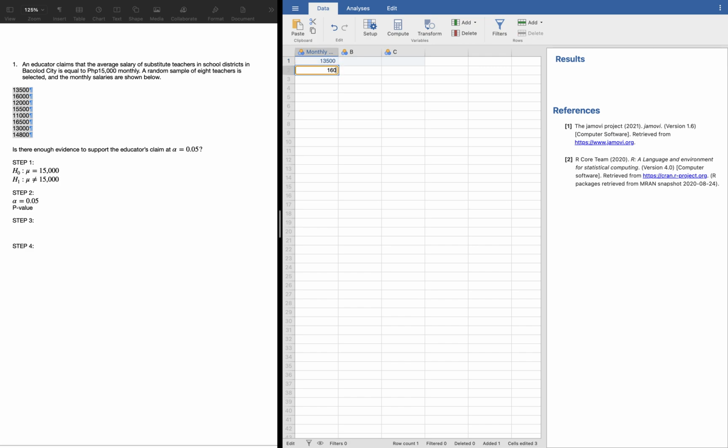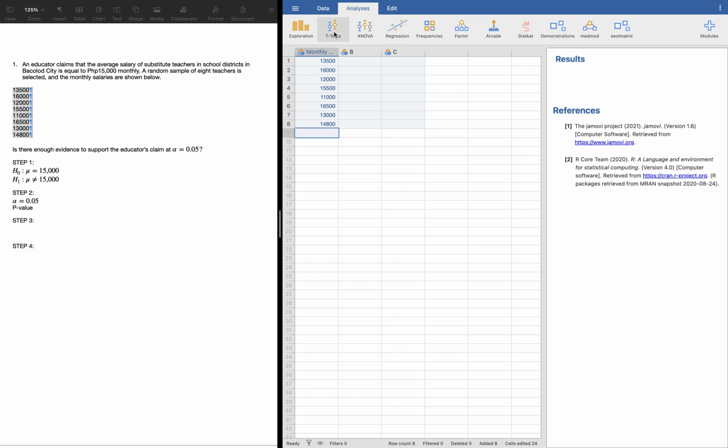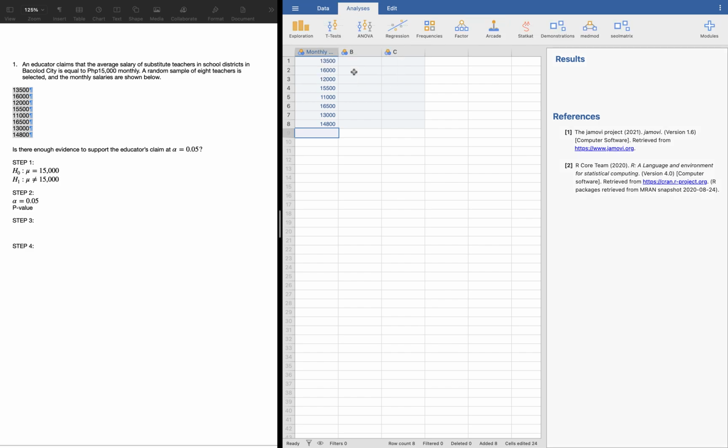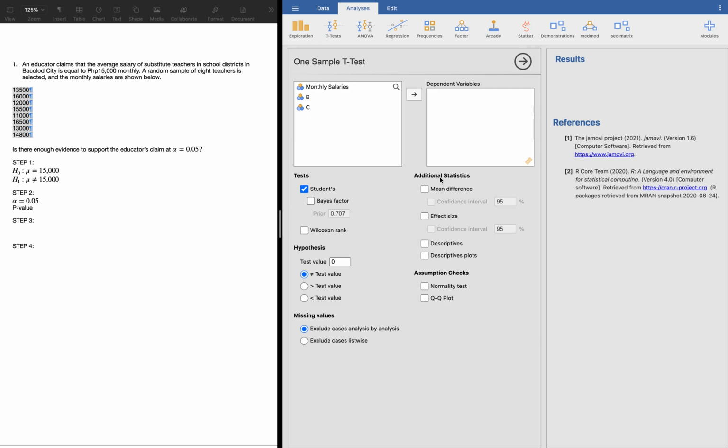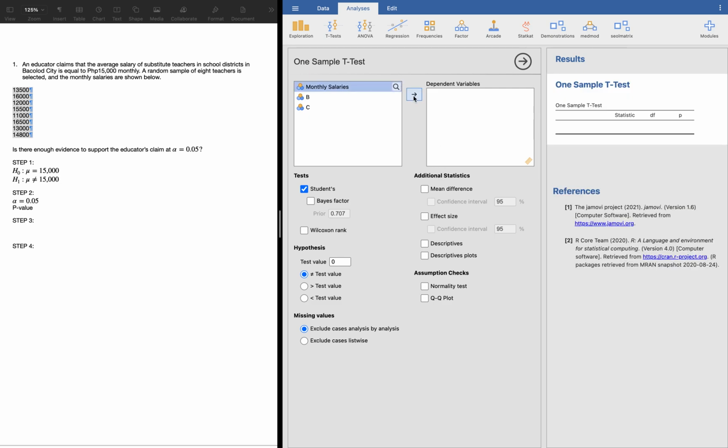13,500, 16,000, 12,000, 15,000, 11,000, 16,500, 13,000, 14,800. Okay, there we go. And then we want to run the analysis. We click on the analysis tab, click on the t-test, and click on one sample t-test. And then we want to make use of these monthly salaries and put them on here.